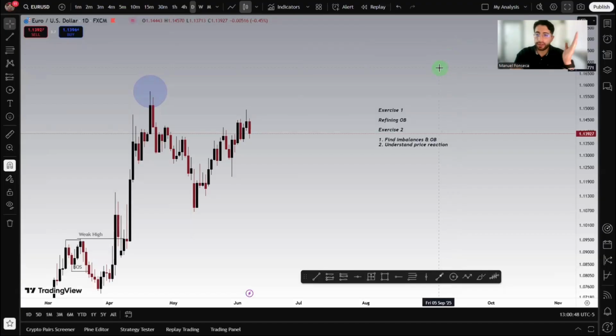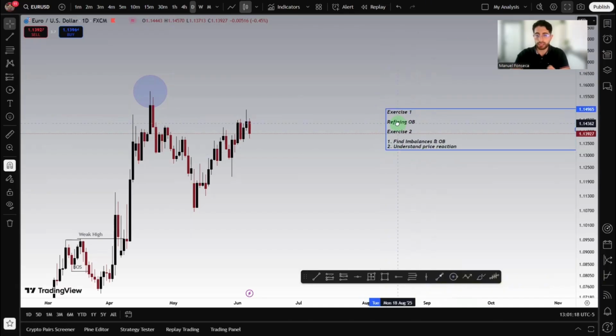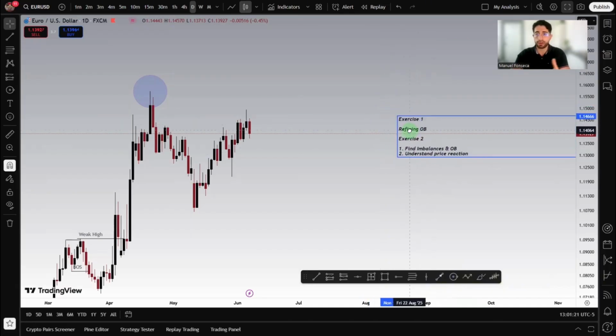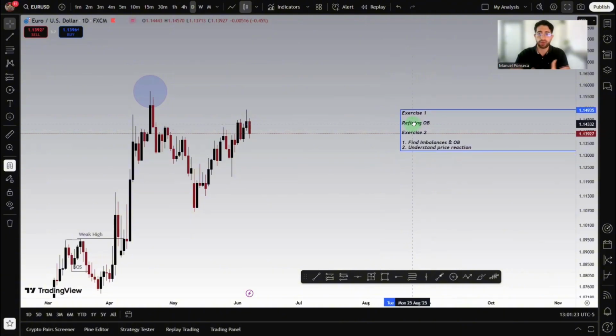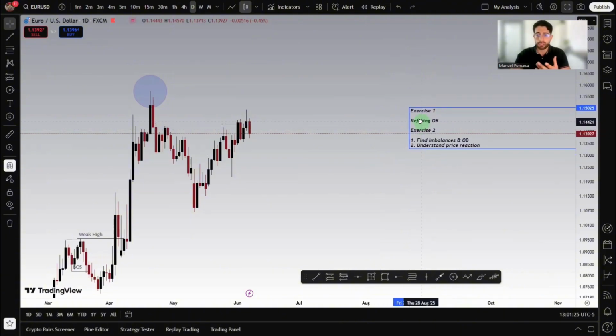Let's go. We are now in the practice session. So what are we gonna do? We're gonna do 2 exercises. I want you to do the same and do as many as you can. The exercise number 1 will be refining order blocks. If this is the first you know about the concept of order blocks, please do this exercise many times and then try to do the imbalance. This is a little bit difficult to recognize. Second exercise we're gonna do will be find imbalances and order blocks in the price, finding them because you already know how, and then understand the price reaction.